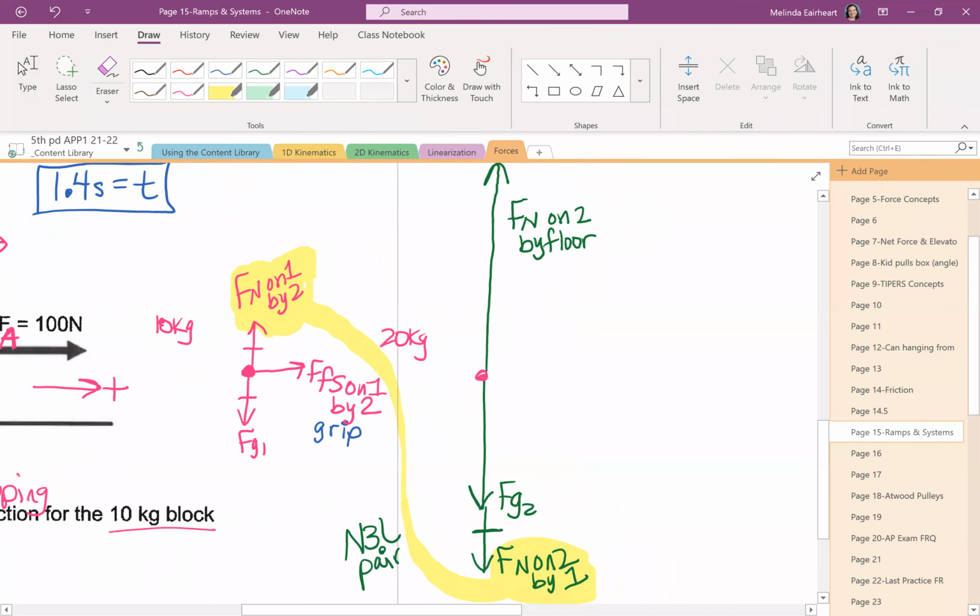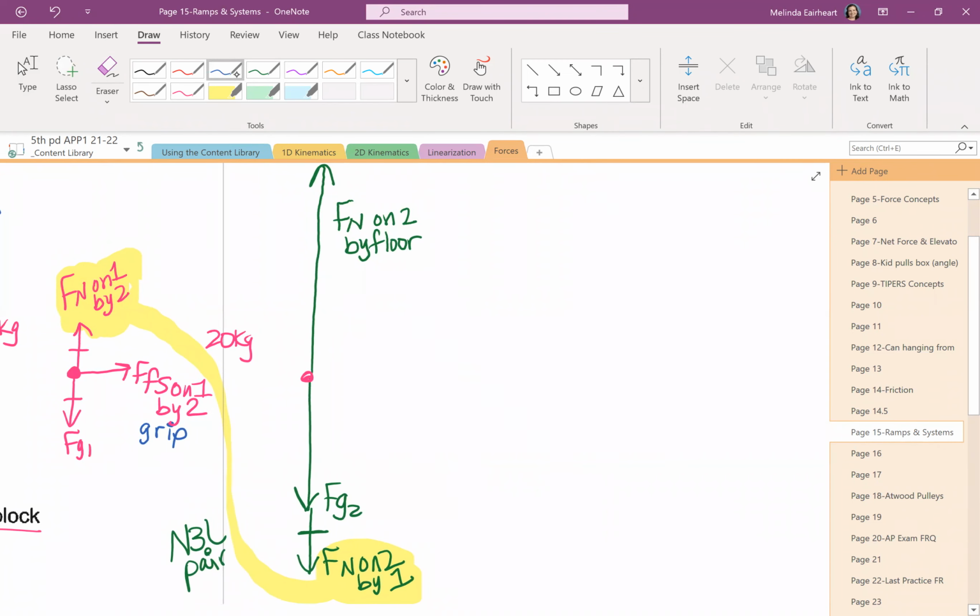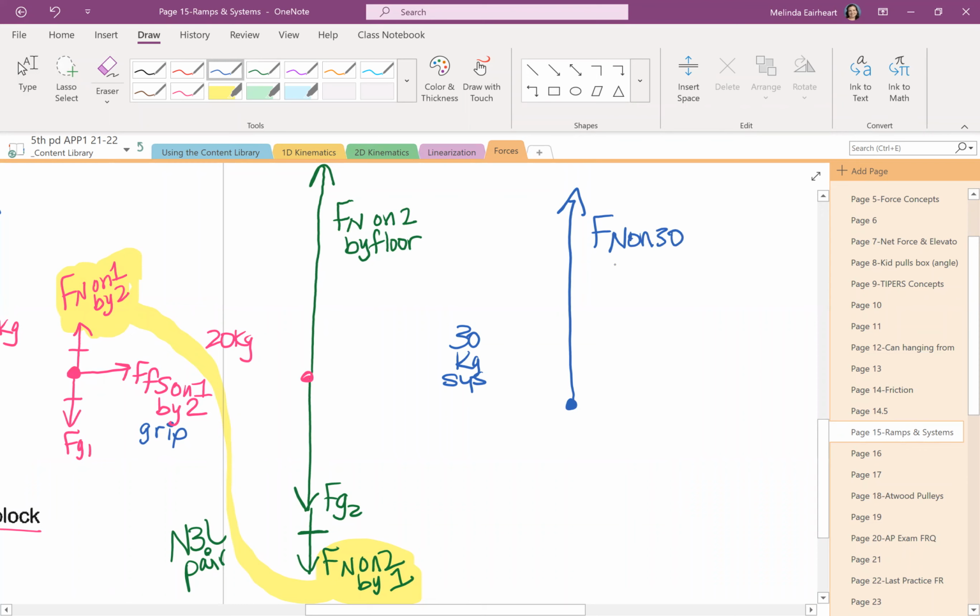And I said a third diagram. What would our third diagram be? What if I viewed it as a 30 kilogram system? What forces are acting on that system? Well, the whole thing, Fn on the system by the floor would be equal and opposite to the weight of your system. Good deal on that one?